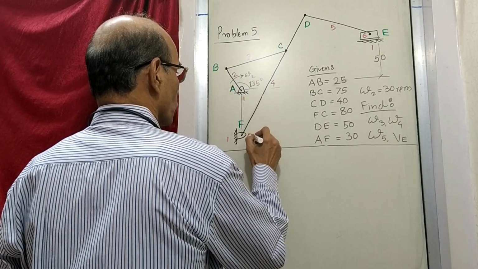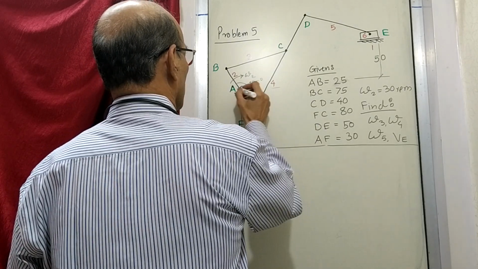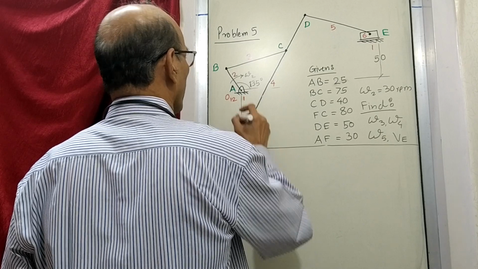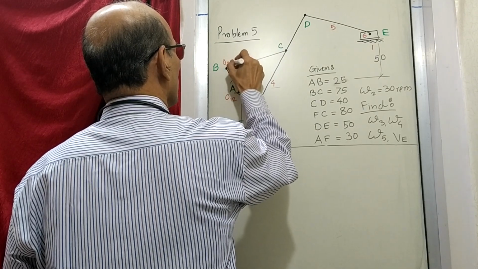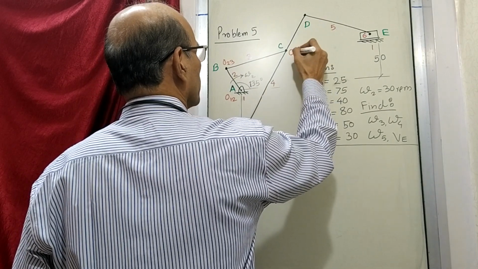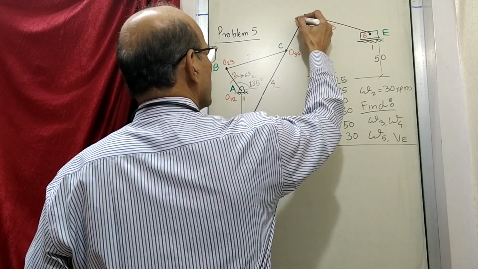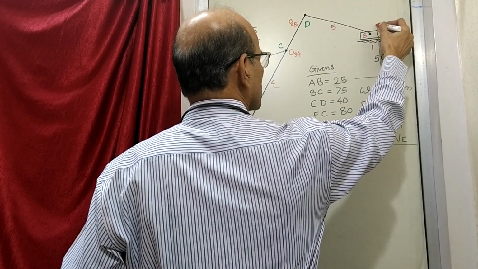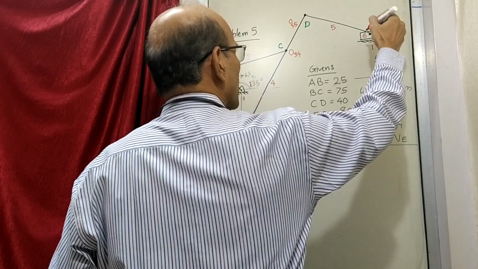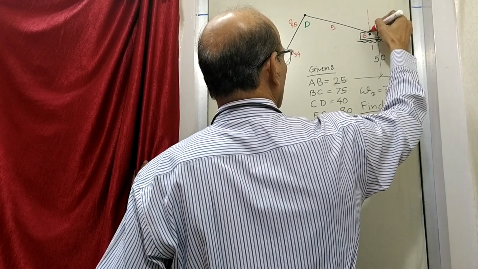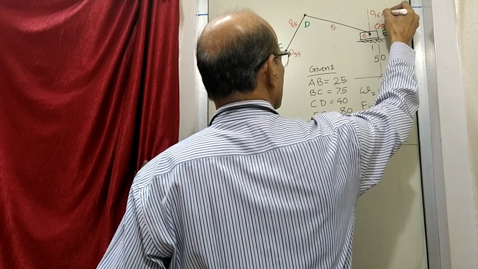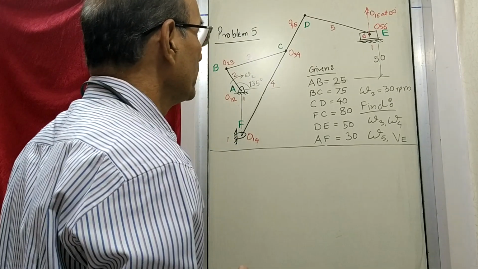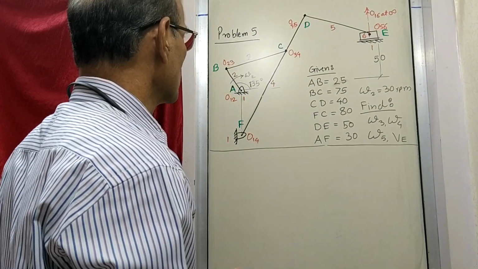So this is O12, this is O14, this is O23, 3 with 4, so this is O34, 4 with 5, so this is O45, 5 with 6, so this is O56. And as you know, 6 is at infinity, so O16 is at infinity in this direction. These are the centers we already know.